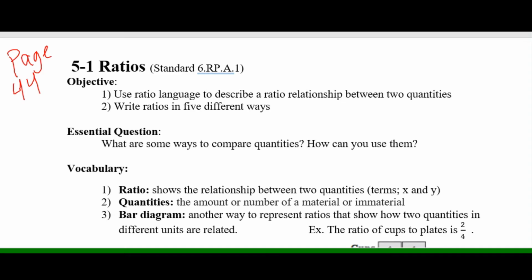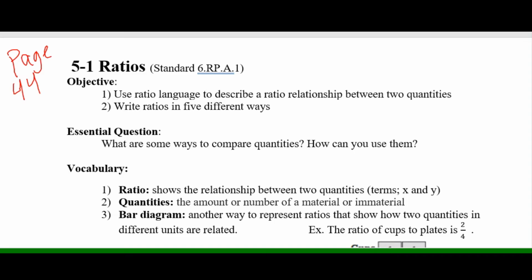So if you know how to multiply your numerator and denominator by the same number and divide your numerator and denominator by the same number, learn a little bit of ratio language and the different types of ways to write ratios, you should be good to go. So the objectives of this lesson is to use ratio language to describe the relationship between two quantities. We want to write ratios in 5 different ways.